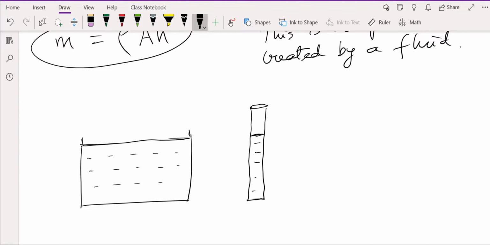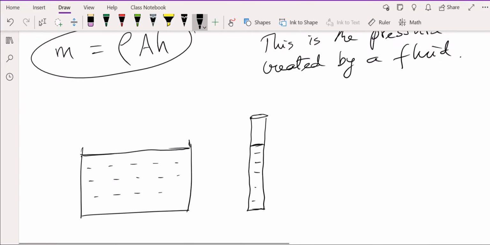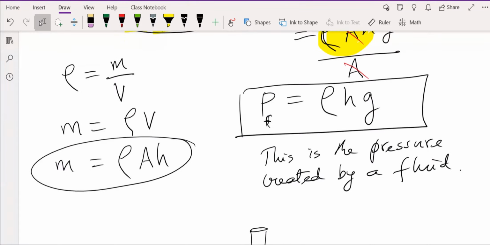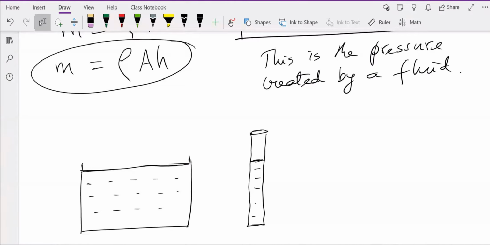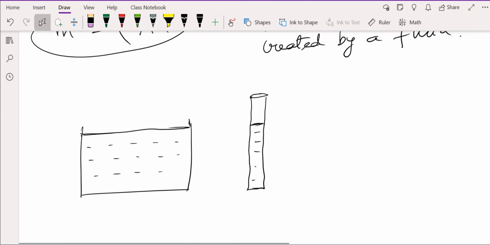Okay. Now, I just taught you the pressure by the fluid depends on what factors? Now, did area come into play? No. Did the weight come in? No. So now tell me the answer. Is the height the same? Density is the same? Gravity is the same? So what do you think about the pressure now? It's the same pressure. Do you understand?